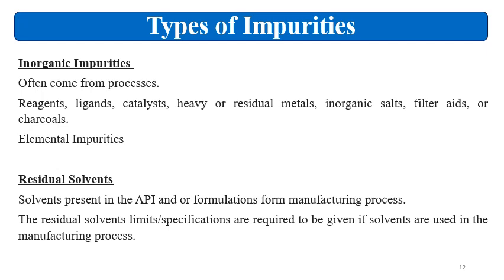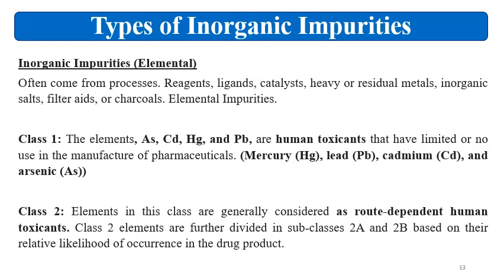Solvents may come into the API from the synthesis route, or in the formulation from the raw materials. If residual solvents like acetone, IPA, ethanol, and methanol are used in the manufacturing process, they may come from that process as well. The residual solvent limit specifications are required to be given if solvents are used in the manufacturing process. If a solvent is used, it is required to be limited and specific limits are required to be given. Then we will see the inorganic impurities subclasses.